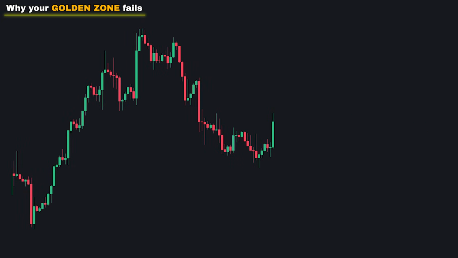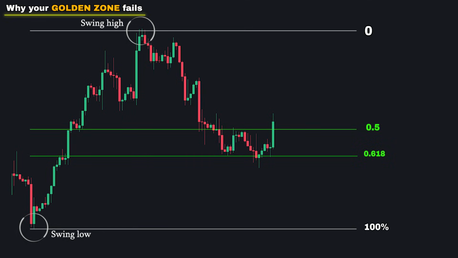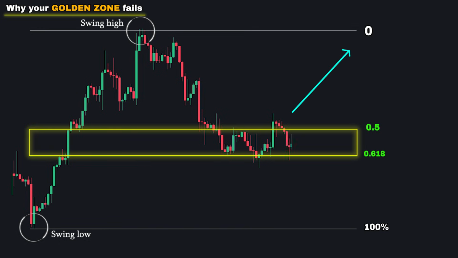Here is a clear example of a failed golden zone. But why did it fail? We can easily identify a swing high and swing low, then apply the Fibonacci tool to mark the golden zone as a potential reversal area. However, if we enter long at this level, the stop loss will often be hit quickly.